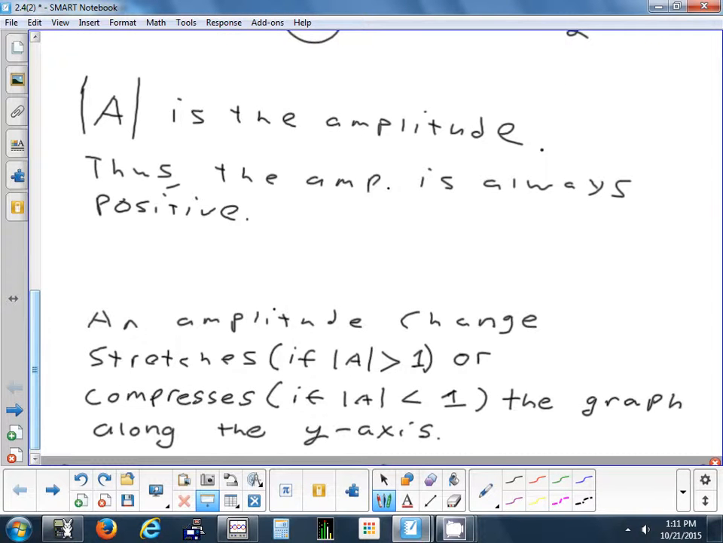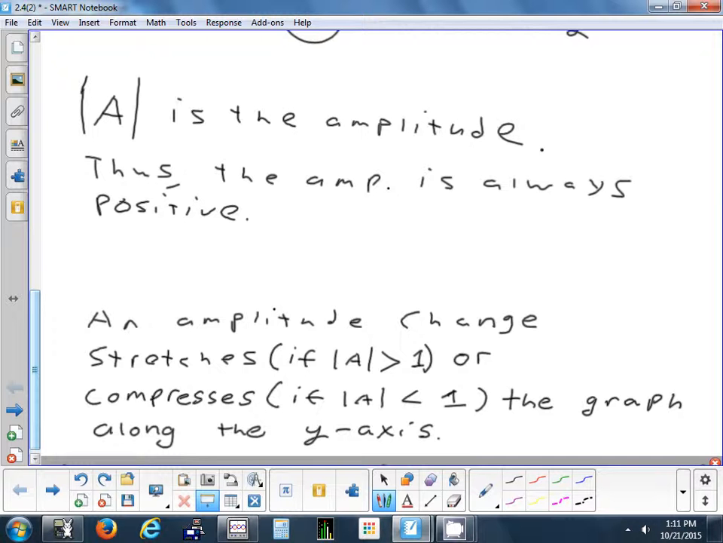And we talked about when does it stretch and when does it compress. Well, if you take the absolute value of the number in front and it's bigger than 1, that's going to cause it to stretch. If you take the absolute value of the number and it comes out less than 1, that's going to cause it to compress.